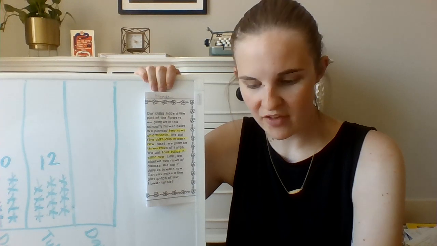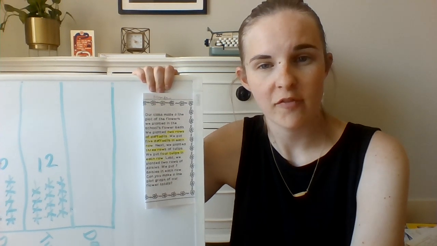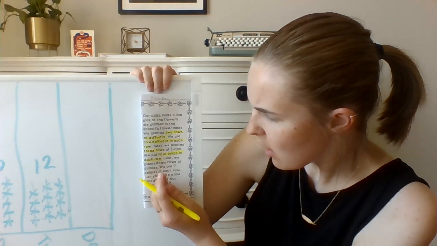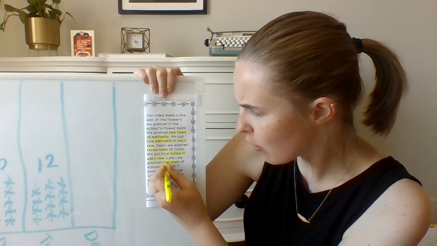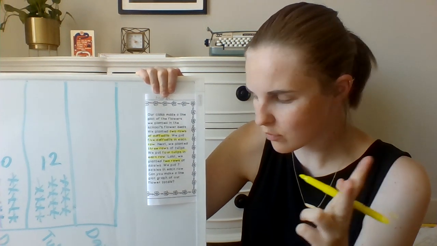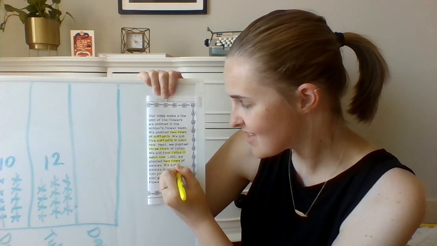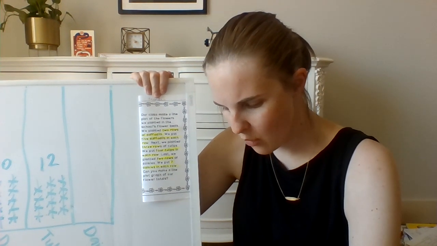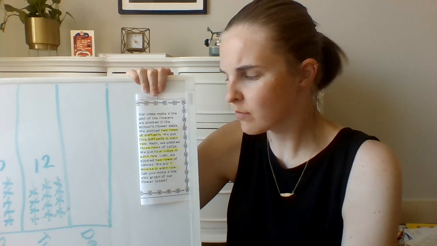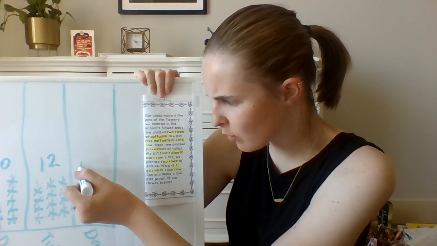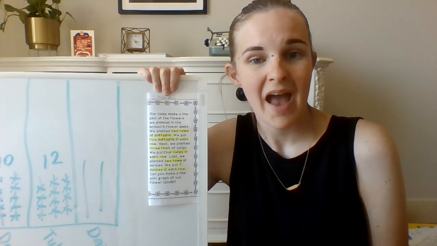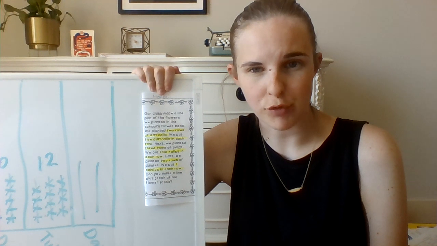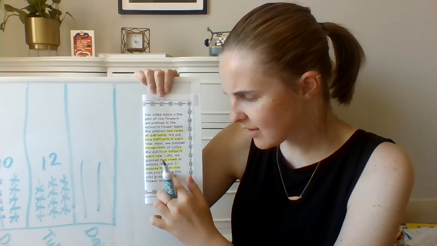All right, guys, last one is daisies. Let's find our important information for daisies. Last, we planted 2 rows of daisies. 2 rows, so 2 lines. We put 7 daisies in each row. Cool. Okay, how many rows? 2, so I'm going to make 2 lines. 1, 2. How many daisies should I put in each row? 7 daisies in each row.